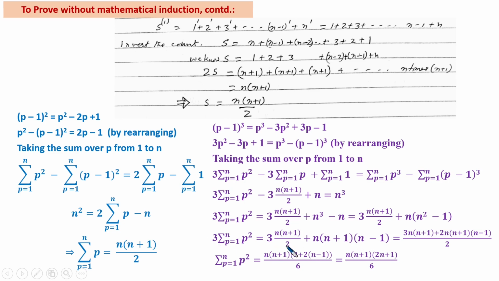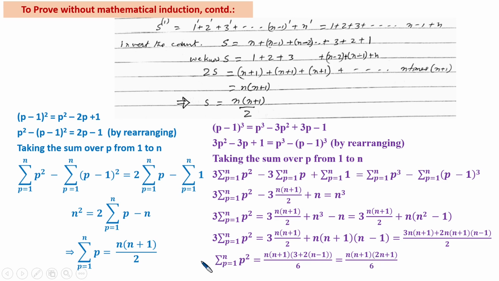Because now you bring this 3 to the right hand side, that means it will come from numerator to denominator. So 3 into 2 is 6, and this 2 is common everywhere, because I have multiplied these 2 here. So you have this n into n plus 1. So this is the formula for the summation of p square from p going from 1 to n, that is 1 square plus 2 square plus 3 square up to n square, which is nothing but n into n plus 1 into 2n plus 1 divided by 6.